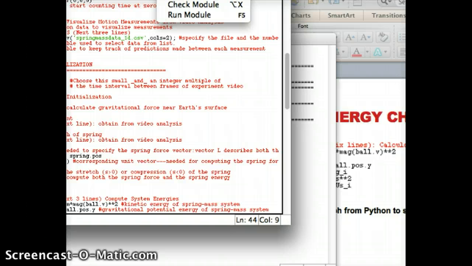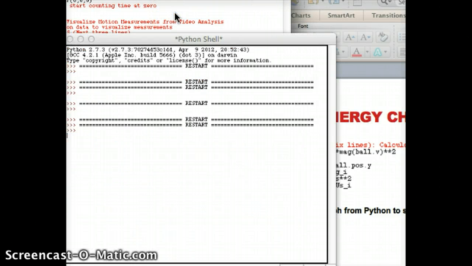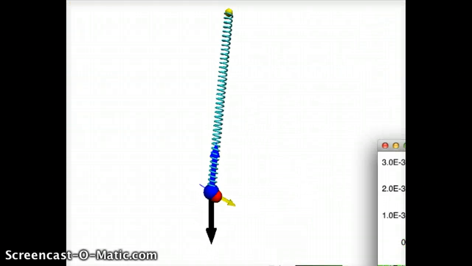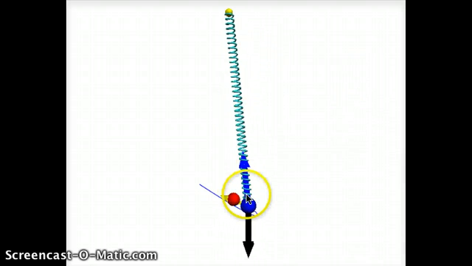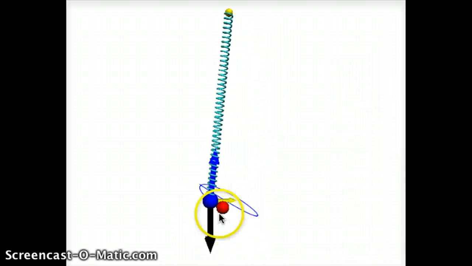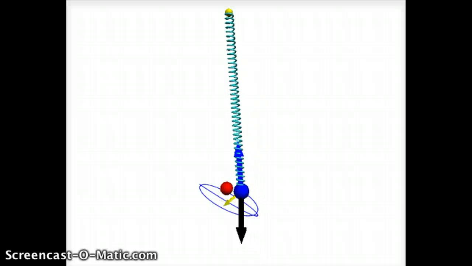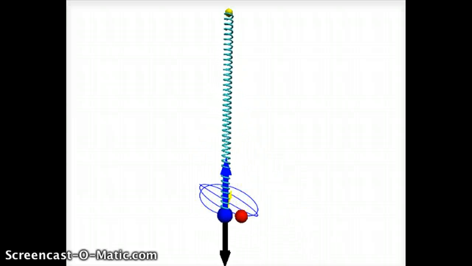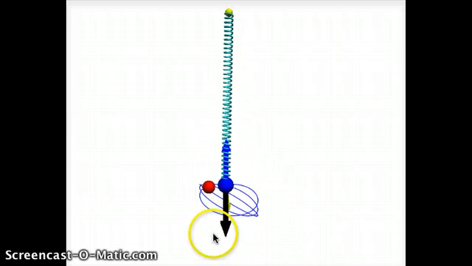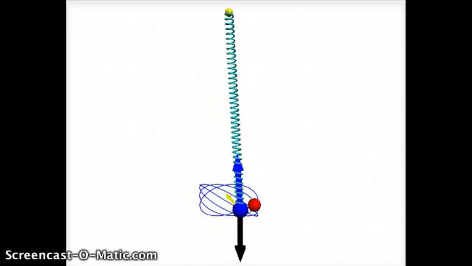So when we run our code, we should see what looks like the spring oscillating. You can see the black arrow is the gravitational force, the blue arrow is the spring force, and the yellow arrow right here is F net.